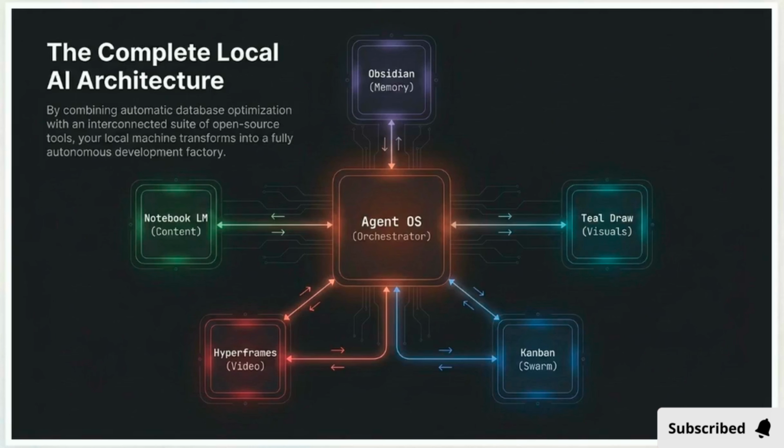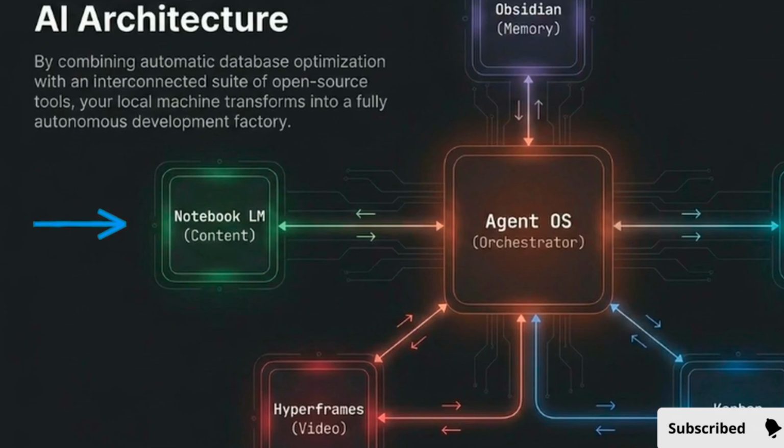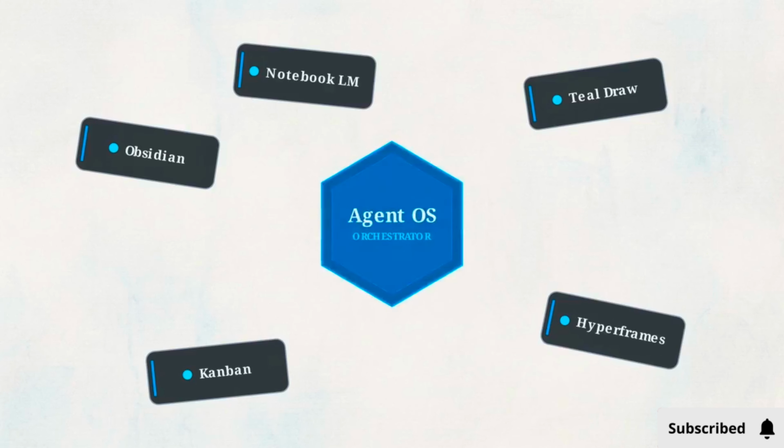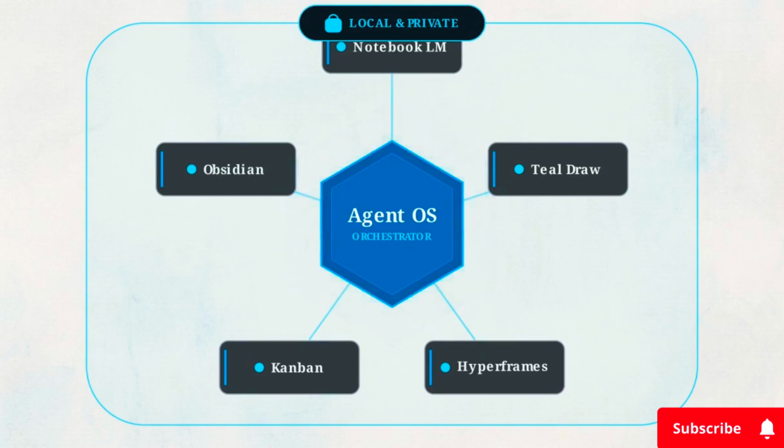If this master architecture looks complex, do not try to build it all today. Pick just one of these use cases to master before adding the next module to your system. A local AI setup's effectiveness depends on orchestrating standalone models into a unified private ecosystem.